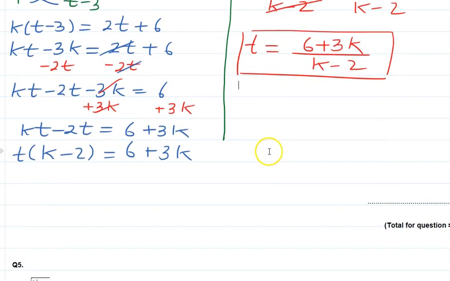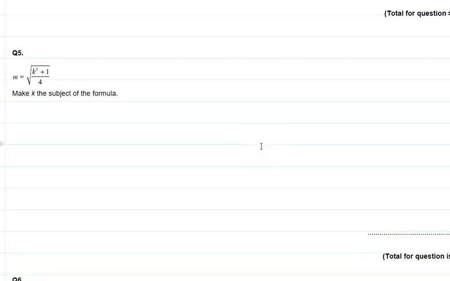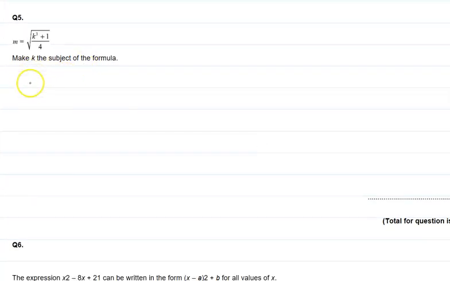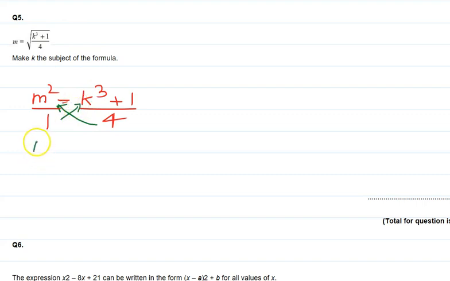Now next question. Here if you see, m equal to the square root of (k3 plus 1) over 4. So let's do squaring both sides. If you do squaring both sides, it will be m squared, because we need to get rid of the square root sign. So it is left with (k3 plus 1) over 4. There is nothing, so suppose there is 1. Now you cross multiply both sides, 4 with m squared, 1 with this. So we are getting 4m squared equal to k3 plus 1, and you need to make k the subject, so we need to get rid of 1 both sides. So let's do minus 1 and minus 1.